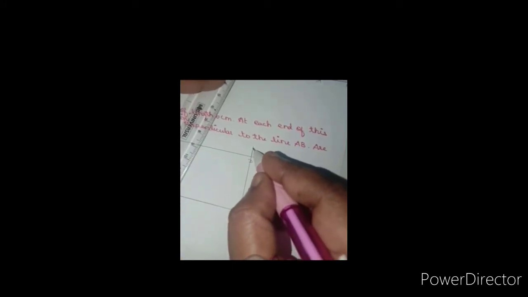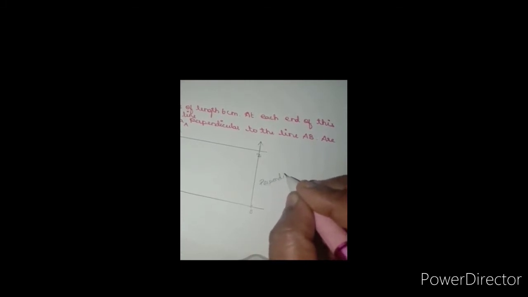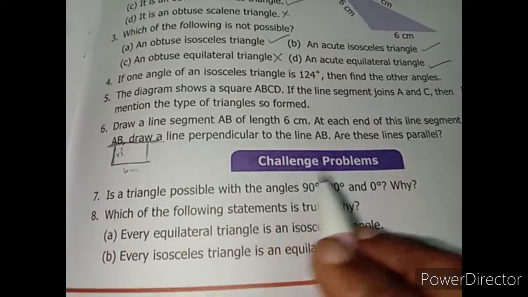Okay, so I'm just drawing the line now, and I'm drawing the perpendicular line. So this is the perpendicular line. So this is the perpendicular line AC and BD. Okay, so and we also have to check, are they parallel? So if you see, AB is parallel to CD. So next is the challenge problem.